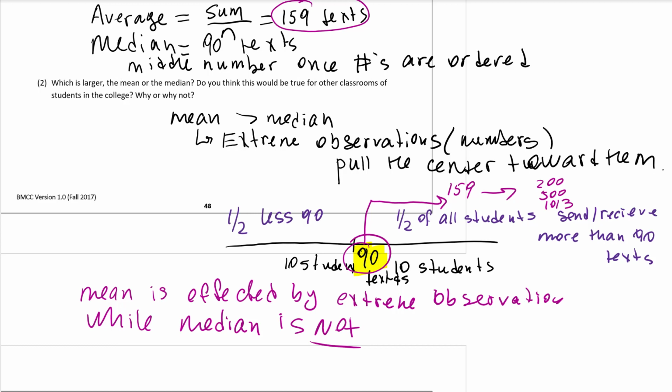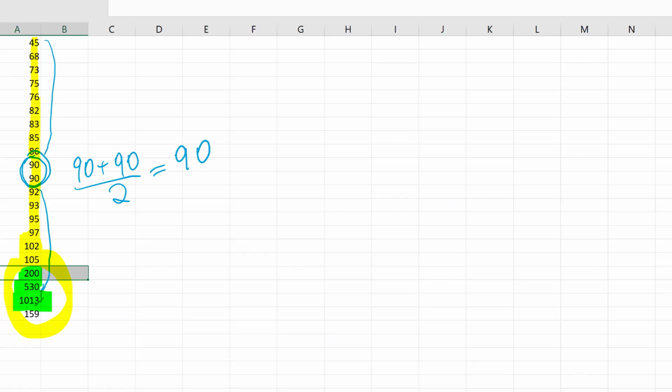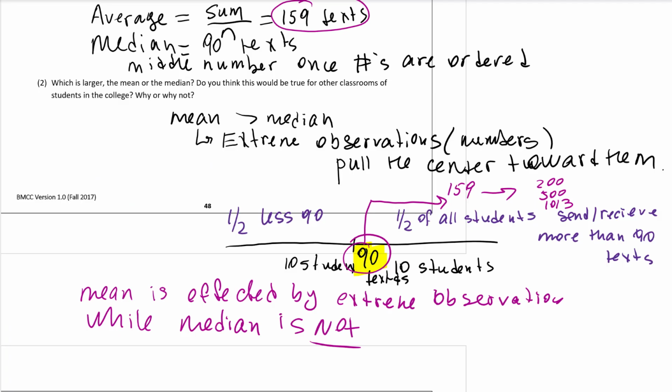And I would say not really, because 90 is the number in the middle. 90 tells us where it is. So half of the class texts less than 90 and the other half texts more than 90, so it might not be convincing. The average does not really represent much in this situation because the average is affected by those highlighted green values too much. Okay? Alrighty, so let's move on with the lesson.